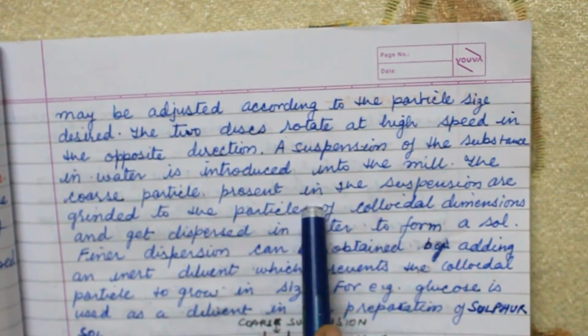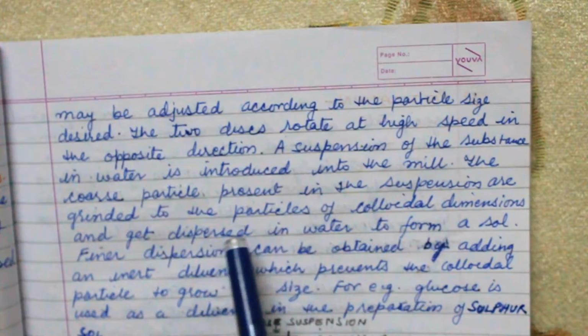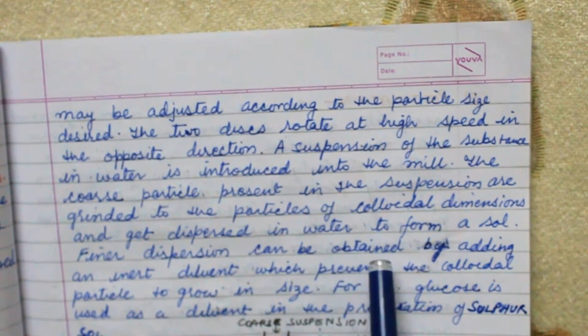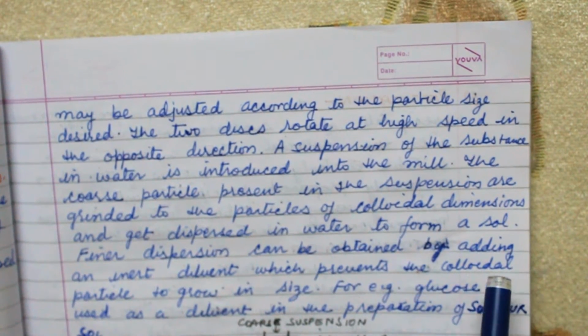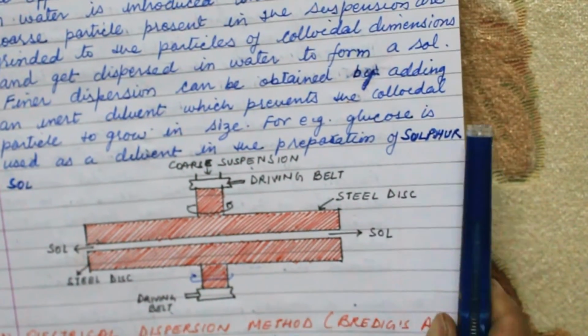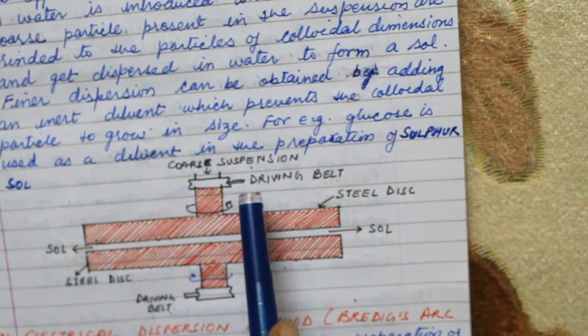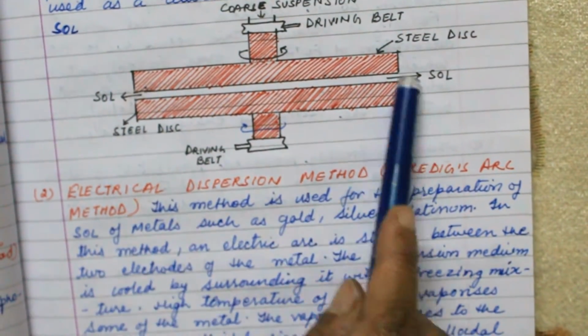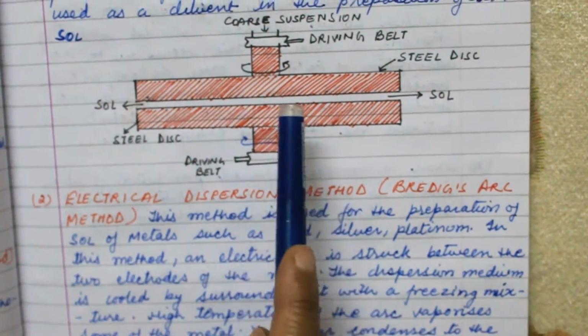The coarse particles present in the suspension are ground to particles of colloidal dimension and get dispersed in water to form a sol. Finer dispersion can be obtained by adding an inert diluent, which prevents the colloidal particles from growing in size. For example, glucose is used as a diluent in the preparation of sulfur sol. This is the apparatus where the sol is prepared.